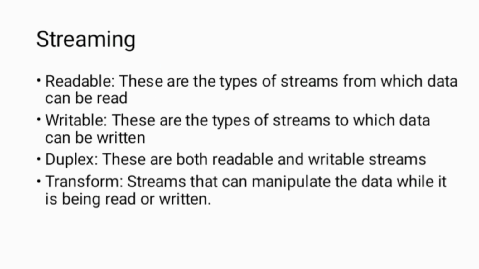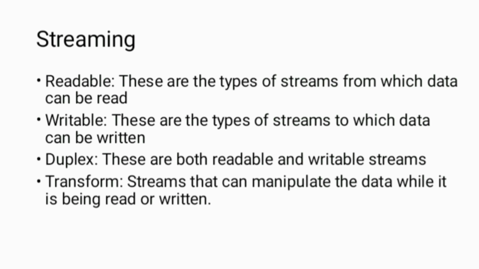Next part is streaming. Streams are objects that let you read data or write data continuously. There are 4 types of streams. They are readable, writable, duplex, transform. Readable are the types of streams from which data can be read. Next, writable. These are the types of streams to which data can be written. Next, duplex. Duplex streams are both readable and writable.